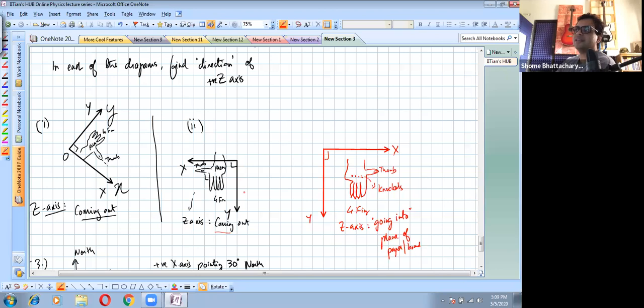But once we select x and y, then our z-axis has to be consistent with the right-hand rule. What we mean by consistent with the right-hand rule is this: if you point your right-hand thumb towards the x-axis and you stretch your right-hand fingers towards the y-axis, then the direction in which your palm is facing is the direction of the positive z-axis.